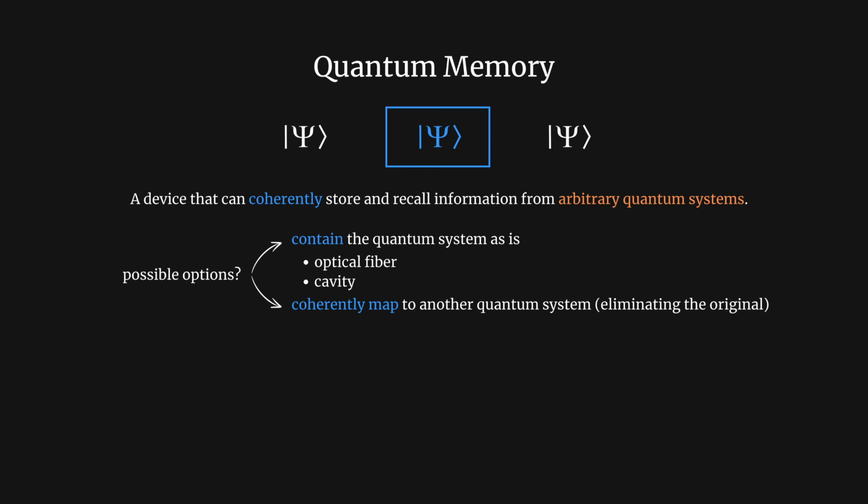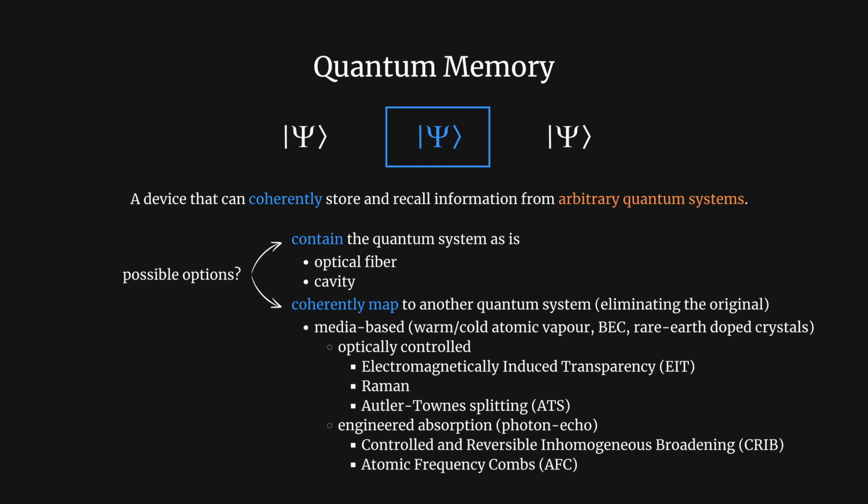In the first case, we have simple ideas like having an optical fiber loop or a cavity in which, for example, we can use the polarization of the optical pulse to trap and release it from the cavity. For the second case, we use some sort of a medium. These are usually warm or cold atomic clouds, Bose-Einstein condensate, or rare earth doped crystals. What really makes it a quantum memory is the reversibility of this mapping. That is, we're able to map back and reproduce our optical signal.